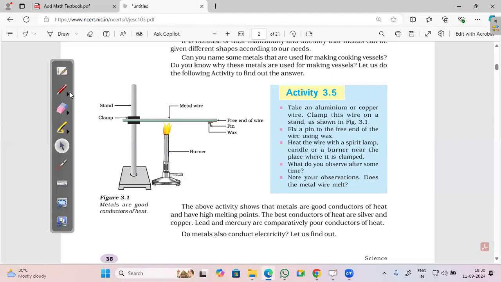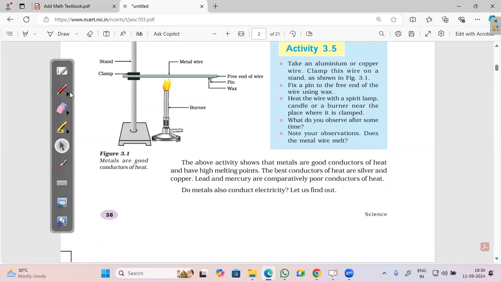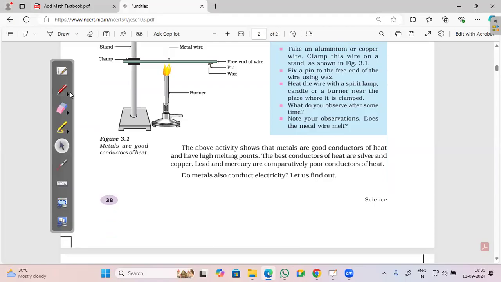A metal which is liquid at room temperature. Mercury. Yes, mercury is the metal which is liquid at room temperature. So I think we have discussed all of the exceptions from metals. Now let's look at the exceptions from non-metals.